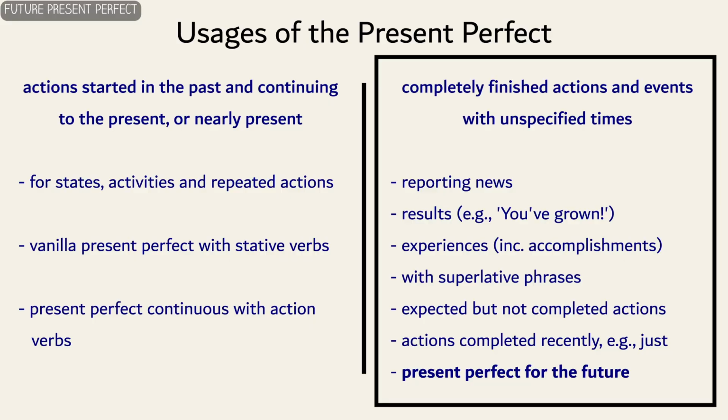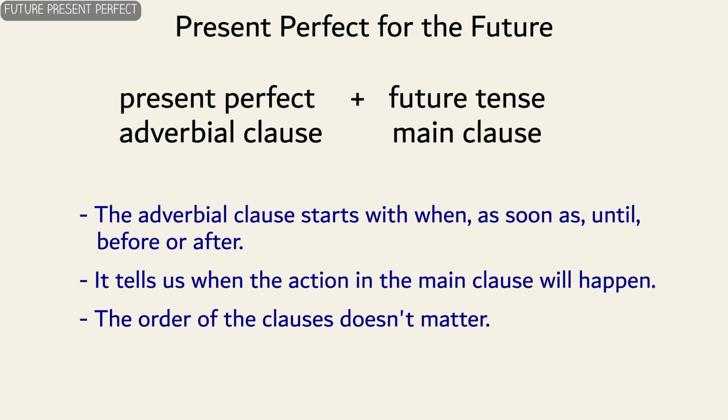The last use of the present perfect that we're going to talk about in this video is for using the present perfect for the future. So, whatever you do, don't get this mixed up with the future perfect. That's a completely different thing. The reason I'm including that here is because we're talking about a completed action that would be relevant to some point in the future. This is when we use the present perfect in a clause starting with an adverbial like when, as soon as, until, before, and after, together with some form of future tense in the main clause.